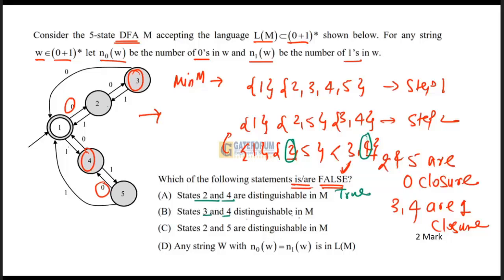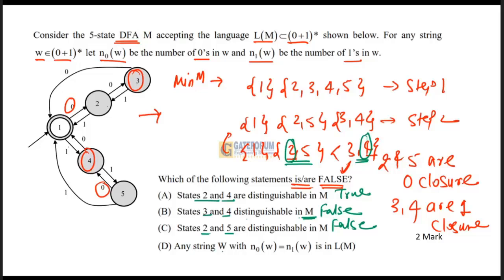State 3 and 4 distinguishable in M? So 3 and 4 are not distinguishable. They are a part of the same state. So it is false. Statement C, states 2 and 5 are distinguishable in M. So state 2 and 5 are also not distinguishable because they are also part of the same state. Thus it is also false.